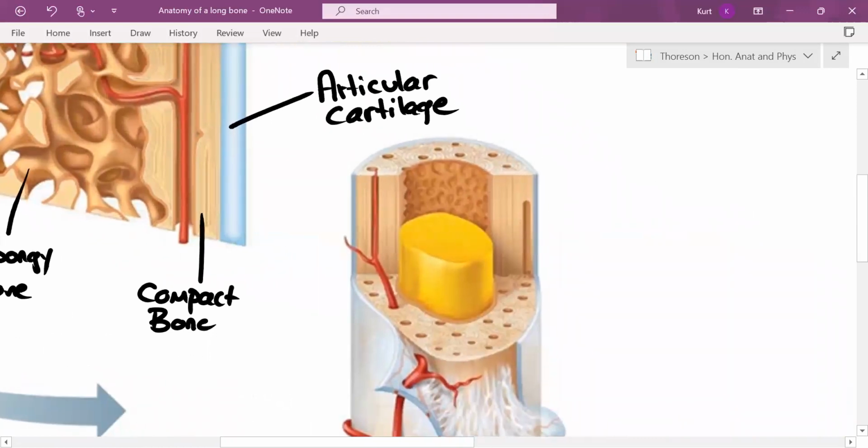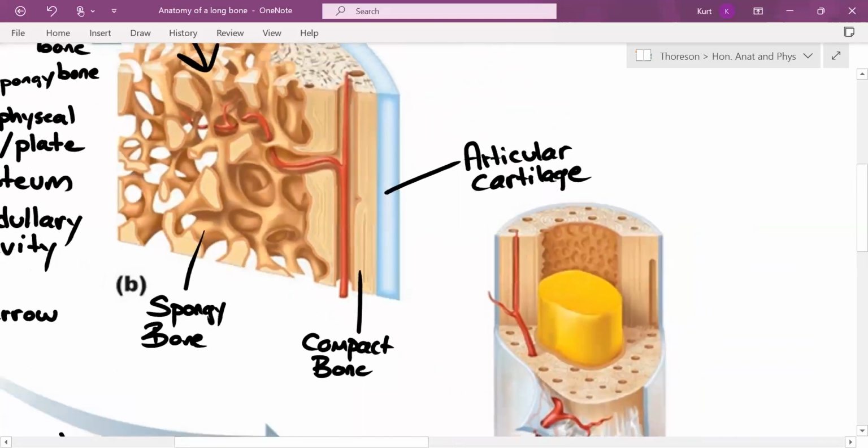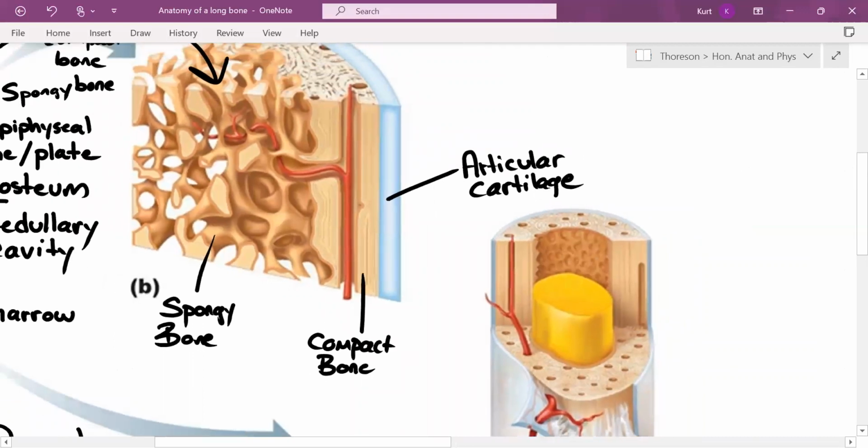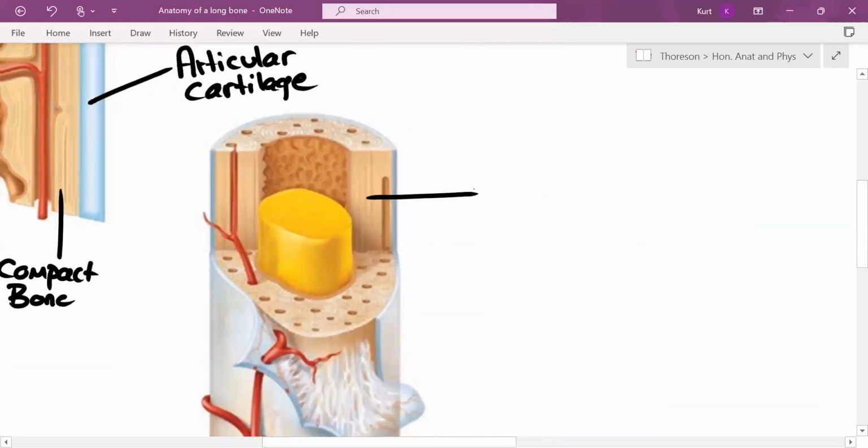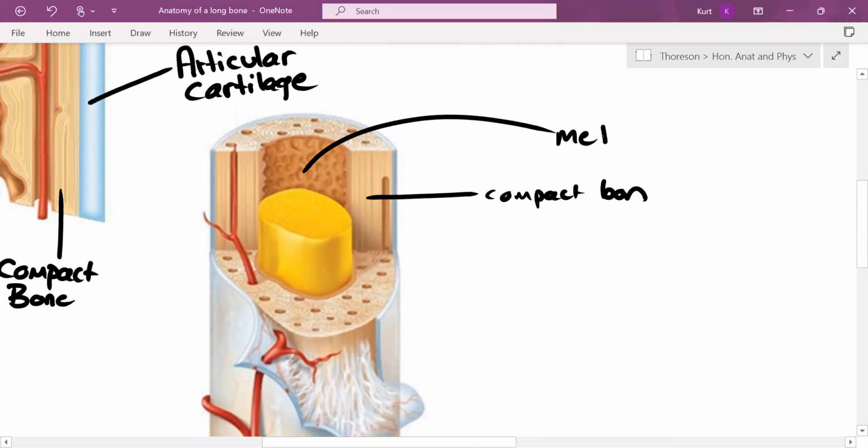Okay. I'm going to point to one. I want to see if you guys, for this last image, I want to see if you can tell me what's what. Listen, you ready to move on? Are you good? You're good? All right, here we go. What's that? Compact, good. What is this area here? No, the area, the space. Medullary cavity.